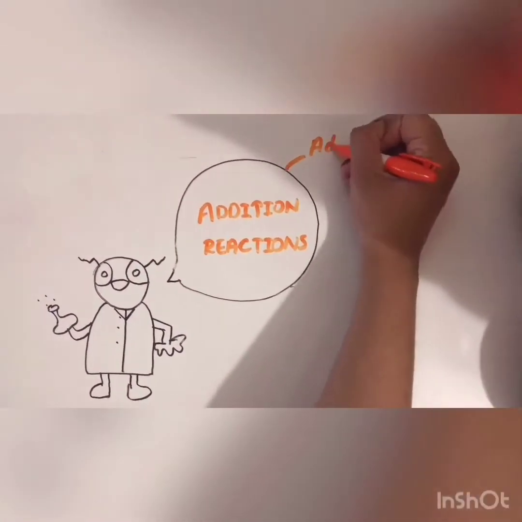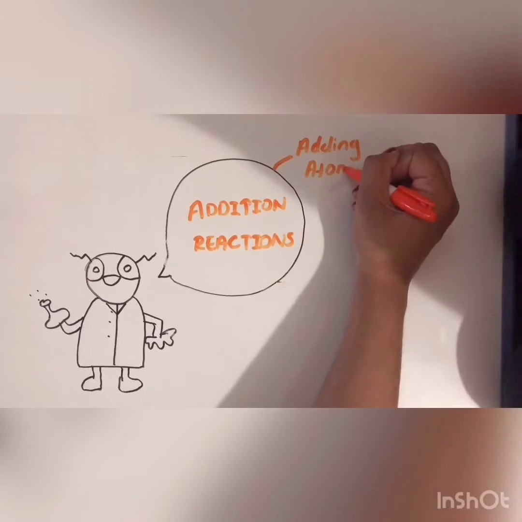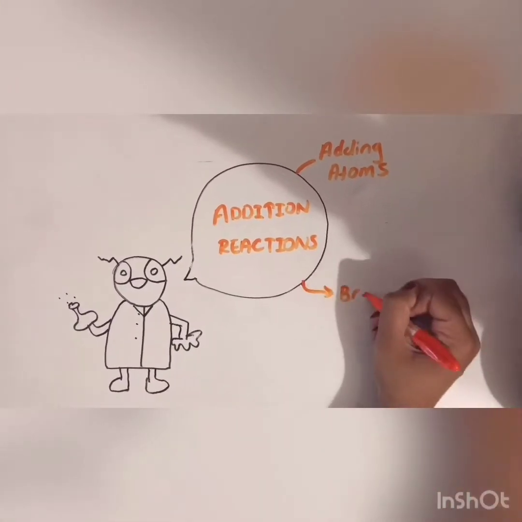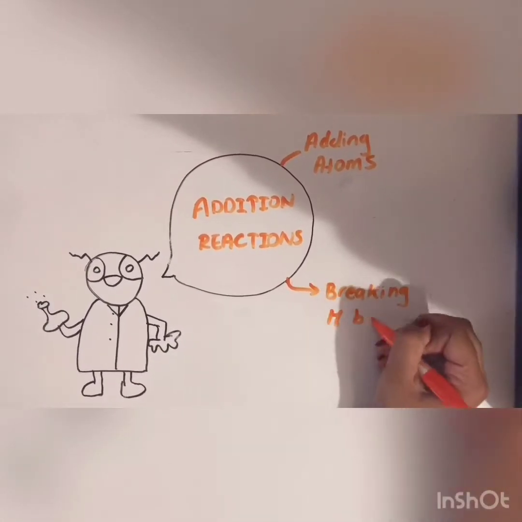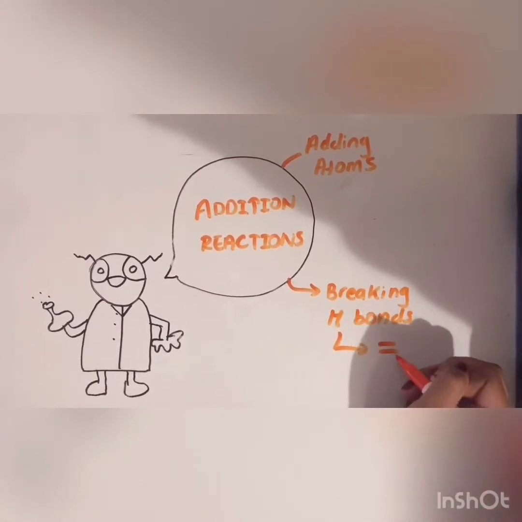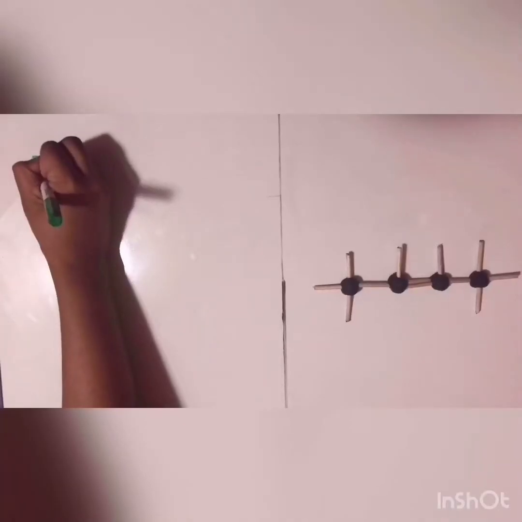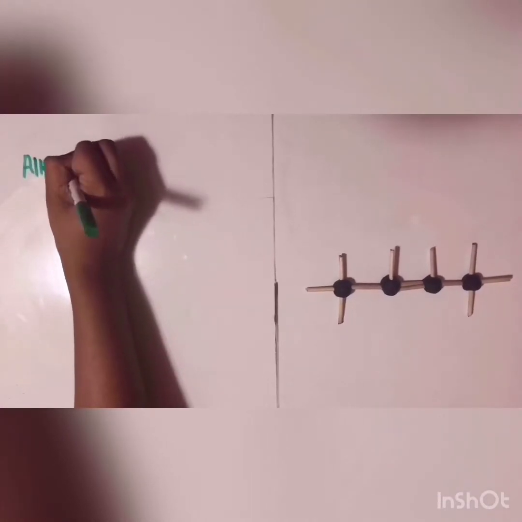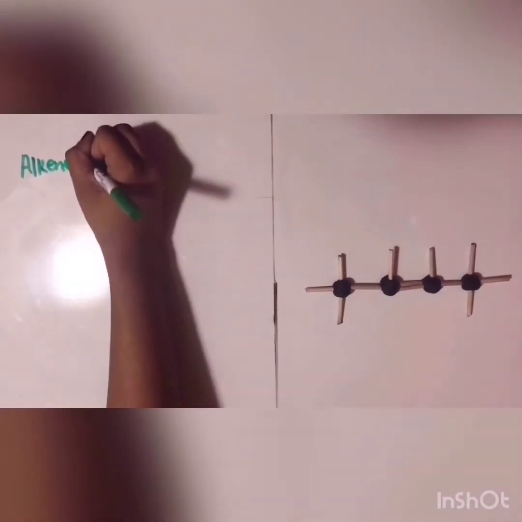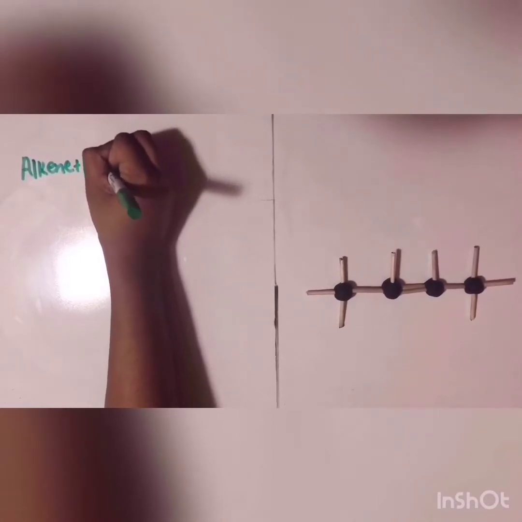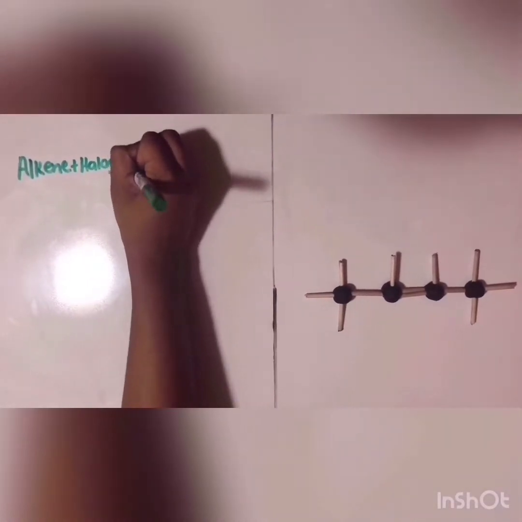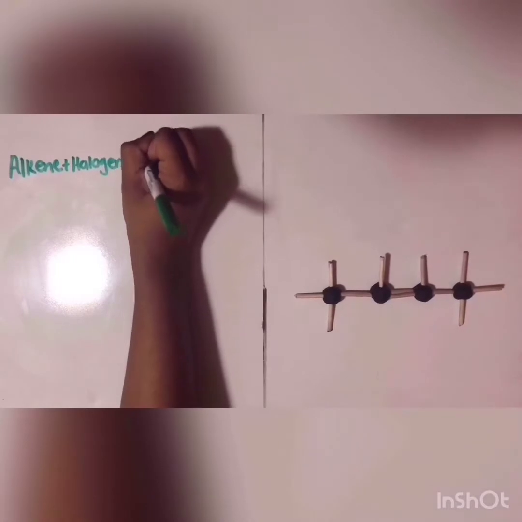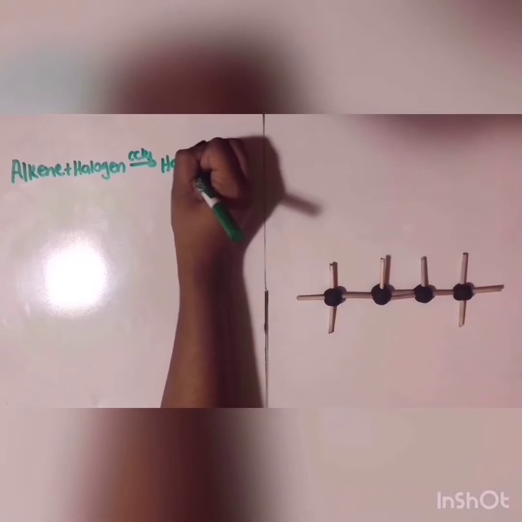Addition reactions work by adding atoms and breaking pi bonds. Pi bonds are basically double bonds. We're going to write a general word equation for this specific reaction, so it's going to be easier to understand in a simpler manner, and it can be used in other reactions. We're going to have an alkene plus a halogen with the catalyst of carbon tetrachloride and a product of haloalkane.